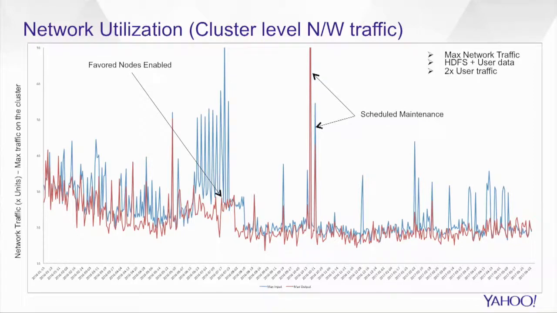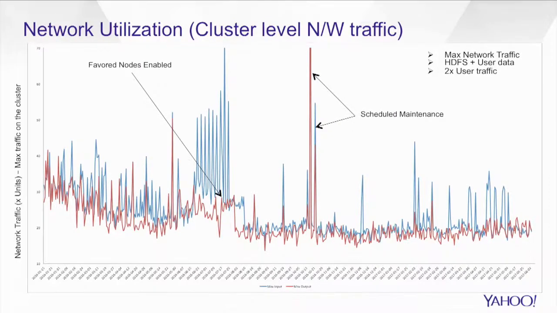The only spikes you see are actually scheduled maintenance when, just for a set of days, we actually had to do some work and we disabled the favored nodes and just went with non-favored nodes. So at a cluster level, at a network utilization level, we actually see so much of benefit.